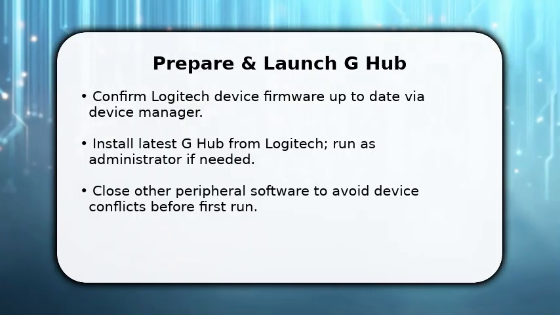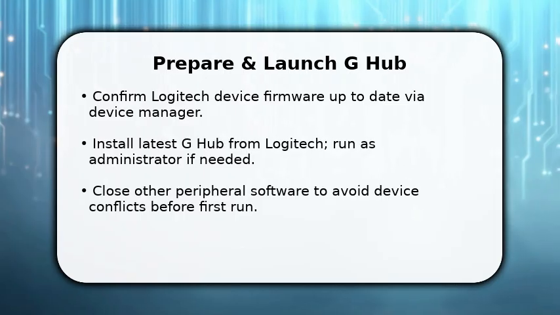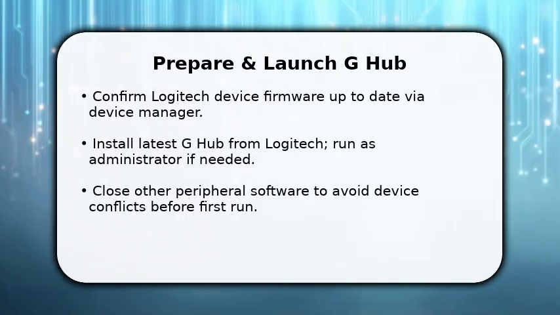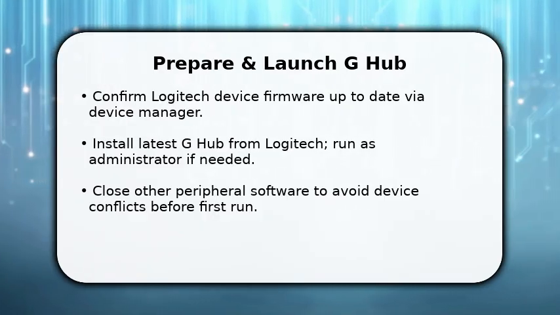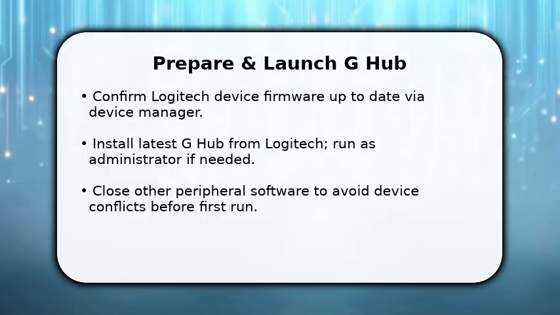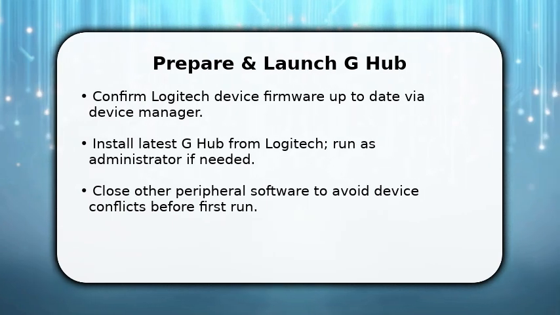That simplifies detection. When G Hub opens, it scans for devices automatically. If your device appears, click it to begin configuration. If not, try reconnecting the USB or restarting the app to force a fresh scan.